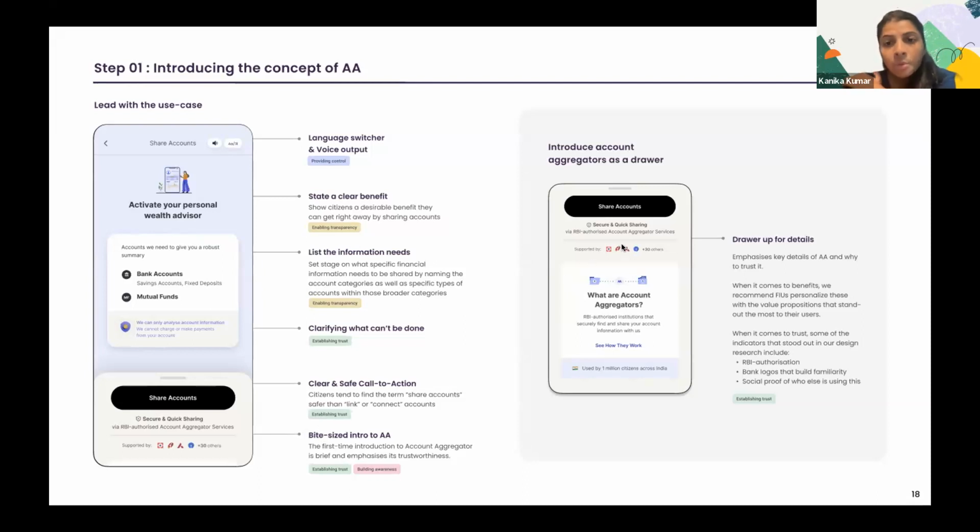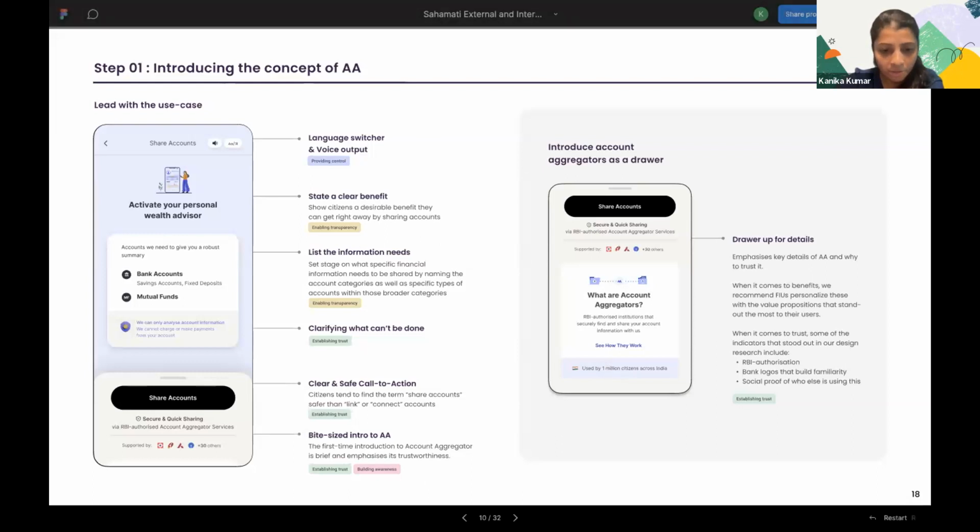And while RBI was a trust indicator that bubbled up to the top, the bank logos took precedence over that. We've also recommended here the option for people to scroll up, almost like a drawer, if they want to read more information, where you simplify what account aggregator does. And here at the bottom, you'll see on the right-hand side screen that there is an additional trust marker, which is some kind of social proof that this is already being used. This is from some time ago, but now I think this number has multiplied many-fold. So I think it adds a lot more weight and credibility.